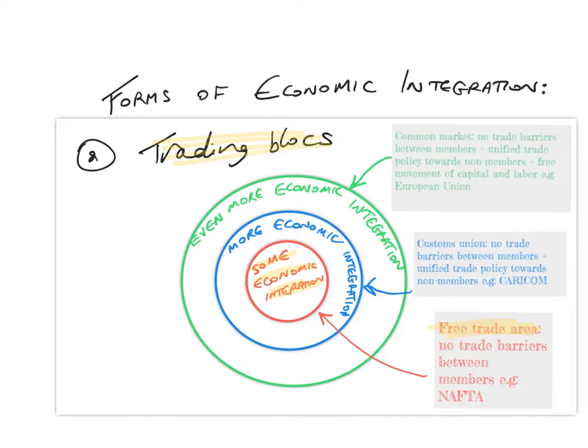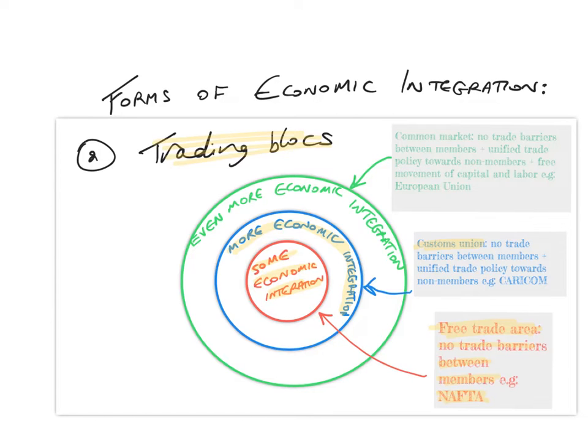Basically, it's an agreement between countries to eliminate all trade barriers between the members. A very good example is NAFTA, the North American Free Trade Agreement between Canada, the United States, and Mexico. This agreement eliminates all types of trade barriers between the three member countries. Okay? The next level of economic integration, which involves even more economic integration, that's why it's the middle circle, is a customs union. So what is a customs union?